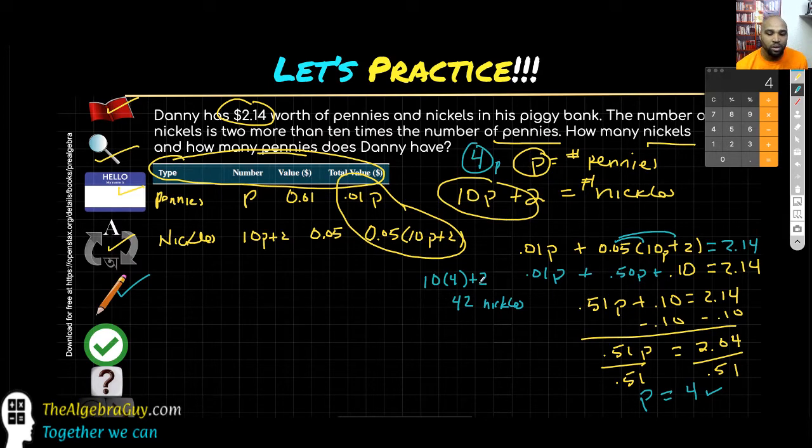We can check the answer by multiplying, and I'm going to check it since I messed up somewhere. And I want to make sure this is right. So how much is 42 nickels? 42 times 0.05 is $2.10. Well, if I add 4 pennies to that, it makes it $2.14. So yes, we did it correctly, and we answered the question completely.